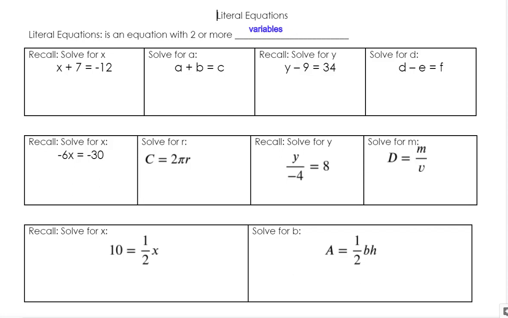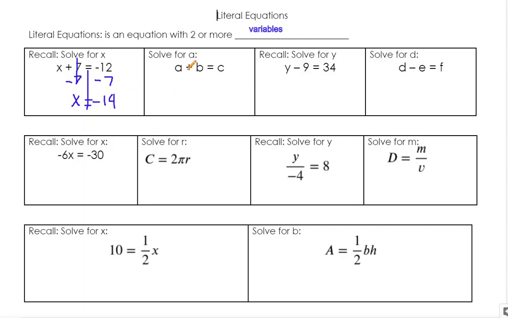Okay, so what we have here is a regular one-step equation. How would I solve this? x plus 7 equals negative 12. Well, I know I have to do the inverse operation to get rid of that plus 7, right? So I have to do minus 7, because that cancels out and makes 0, and that's going to leave me with x. And I'd have to do the same thing to this side. Negative 12 minus 7 would give me negative 19.